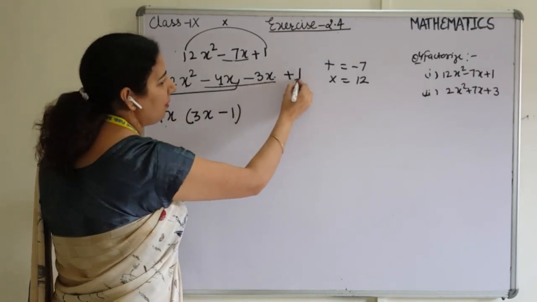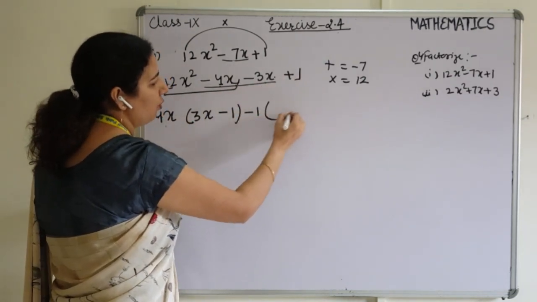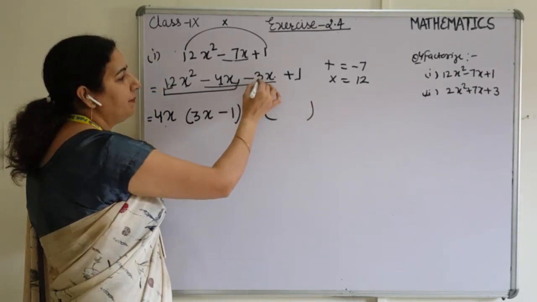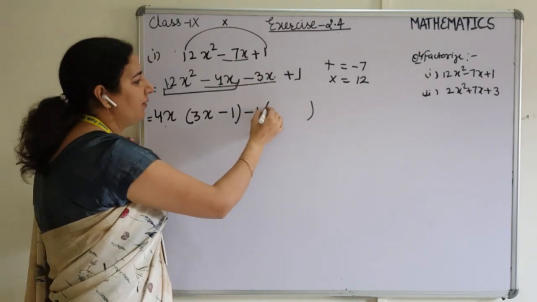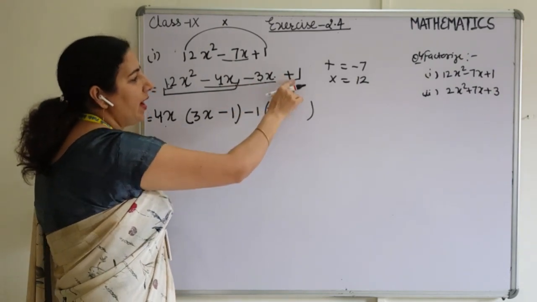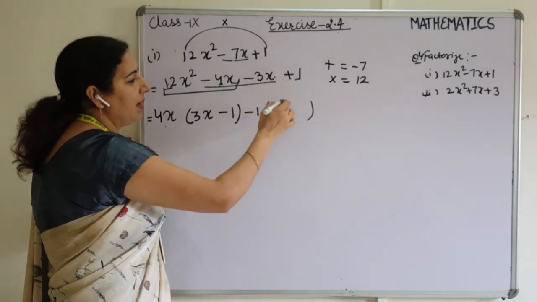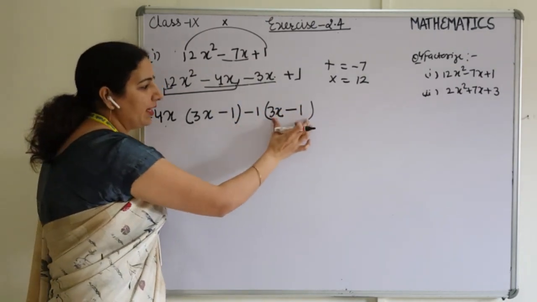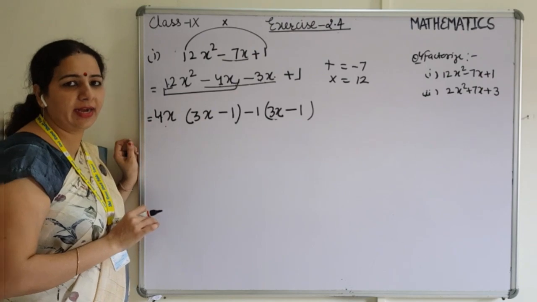Now nothing is common here. Minus is always common, so I have taken the minus sign common. So 3x was already minus, now it will be plus. I have taken minus common from the 1, then the plus 1 will become minus 1. If these two brackets are the same, it means you are doing it correctly.